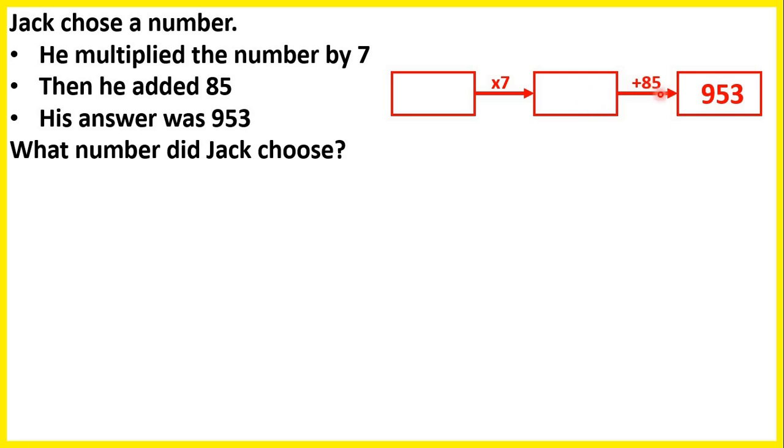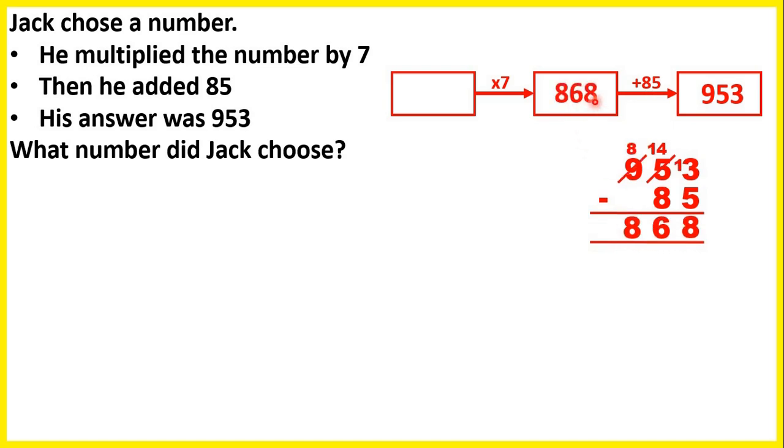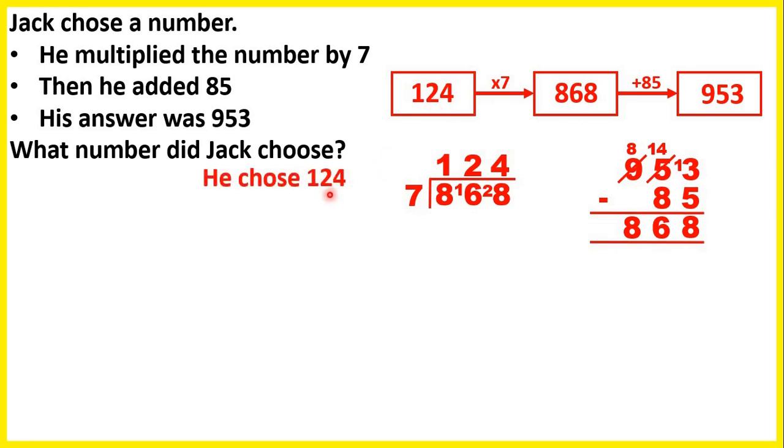Something plus 85 is 953, so we can get our answer by subtracting 85, because we're working backwards, so we can use the inverse. And that gives us 868. Then we have times 7, but because we're working backwards, we can divide 868 by 7, and that gives us 124. So that's the number that Jack chose.